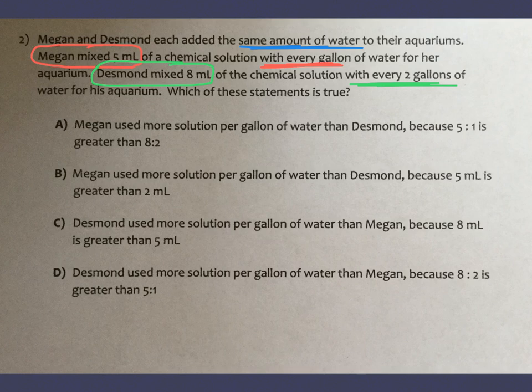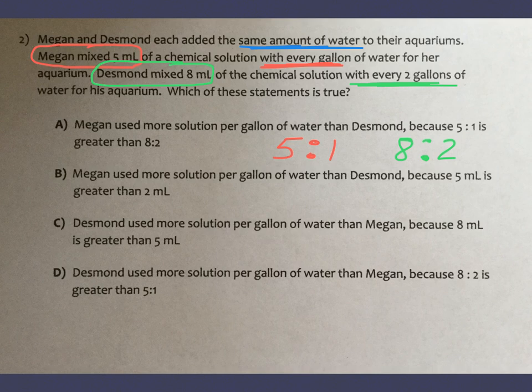Well, before we even look at the statements, let's take a look at what was in the problem. We see Megan mixed 5 milliliters of solution to each gallon, 5 to 1. While Desmond mixed 8 milliliters of solution for every 2 gallons, 8 to 2. So if we look at answer choice A, Megan used more solution per gallon of water than Desmond because 5 to 1 is greater than 8 to 2.